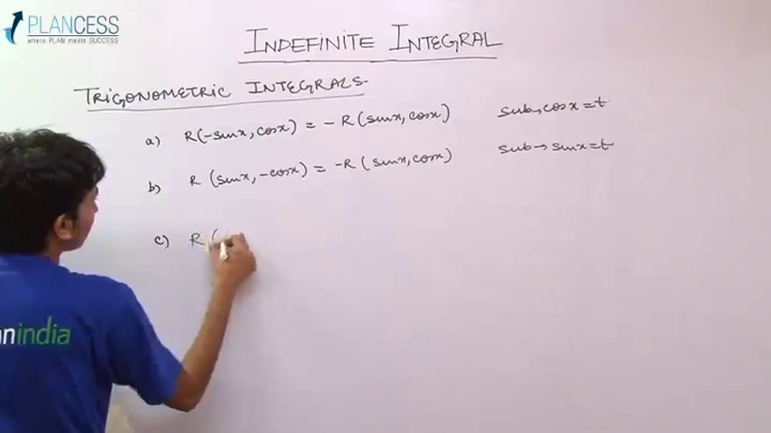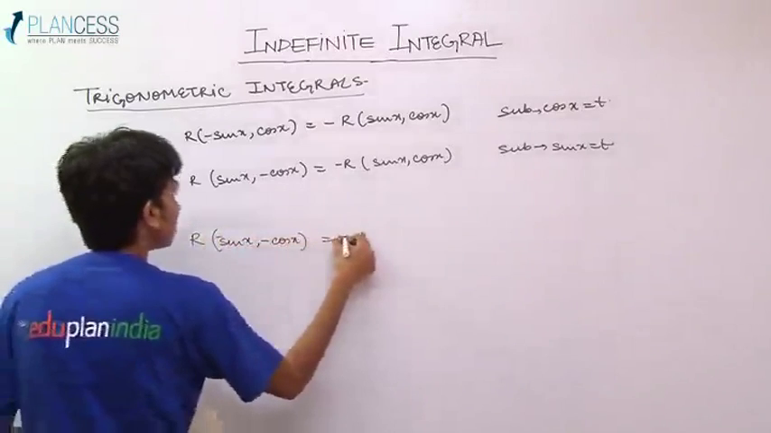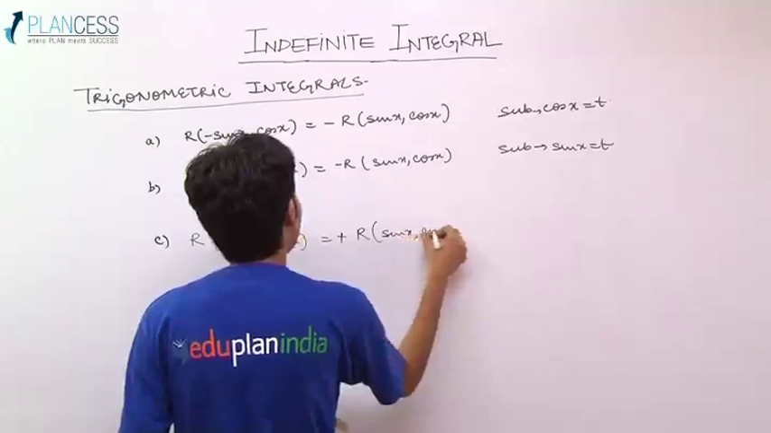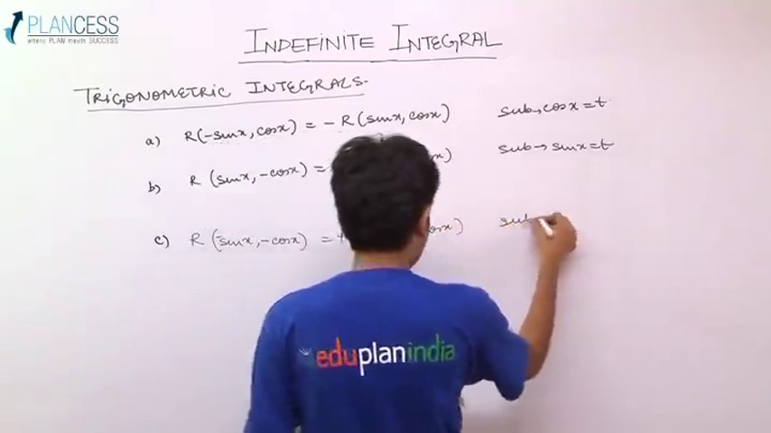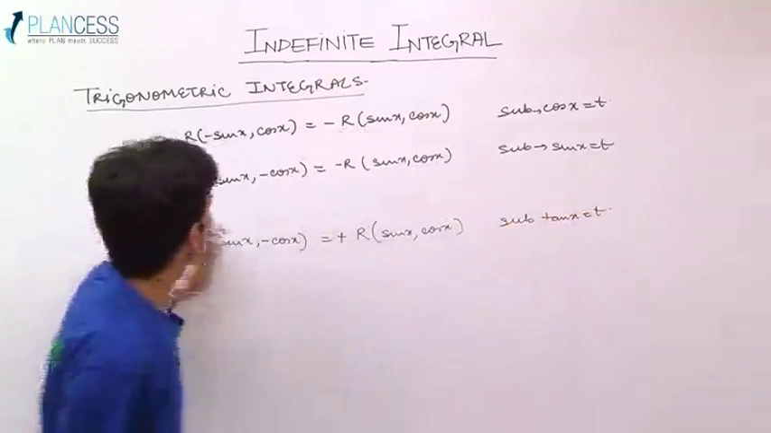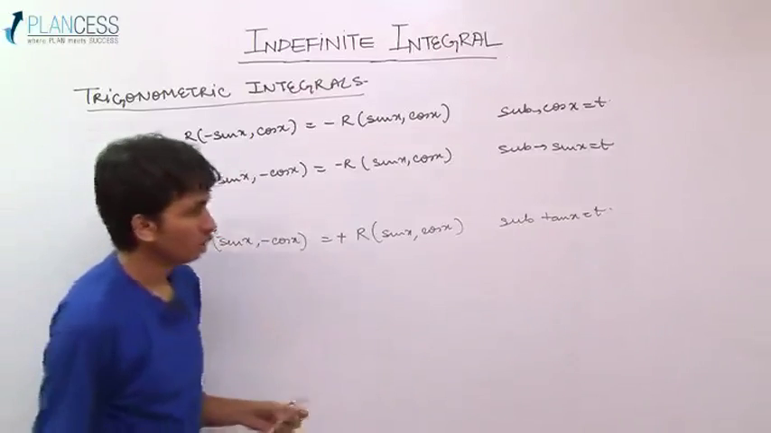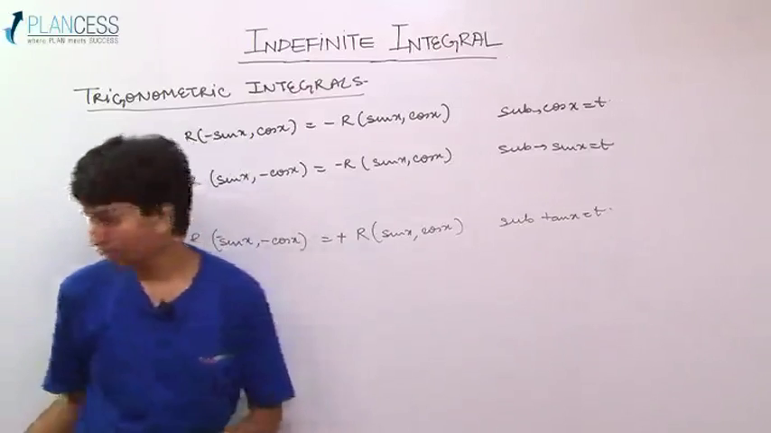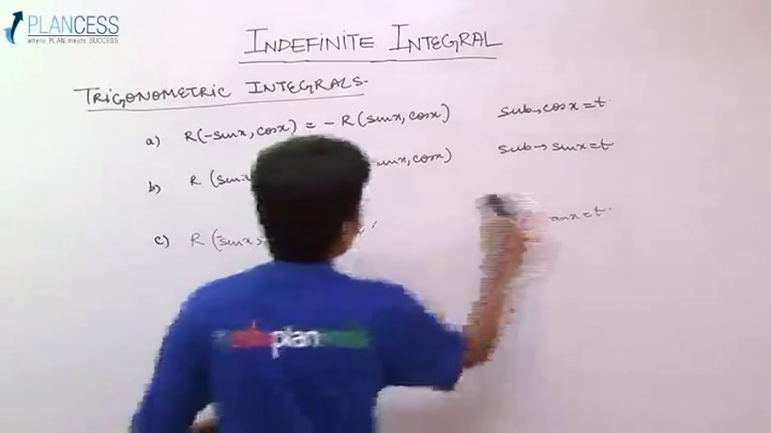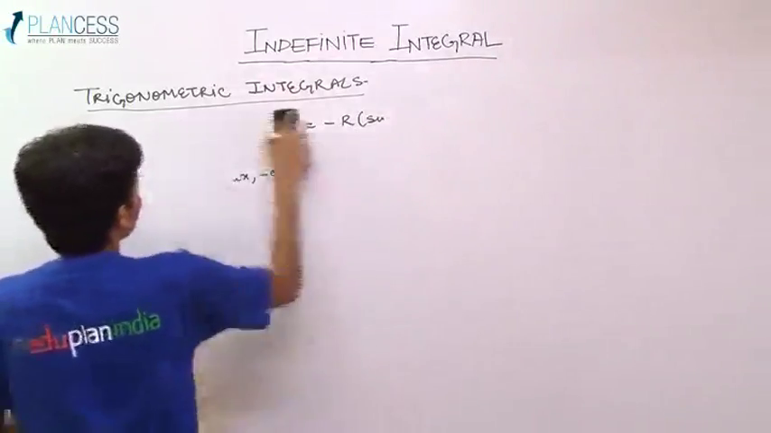And if r turns out to be plus r, sin x comma cos x, then substitute tan x as t. So you can try using these substitutions that I am telling you to see how the problem gets simplified. And then we are left with the final 2 or 3 more, and then you are finished with all the methods that I have to tell you on integration.